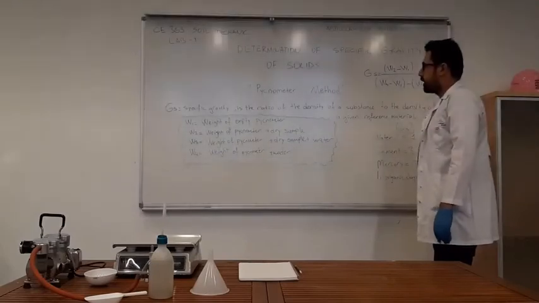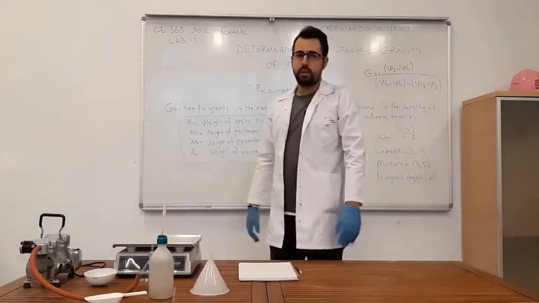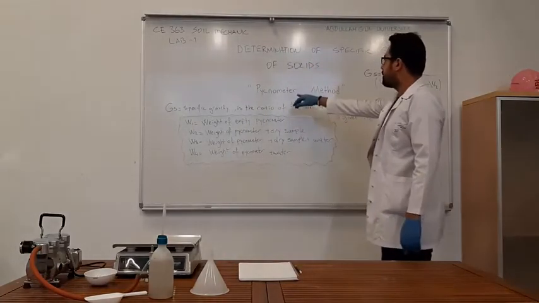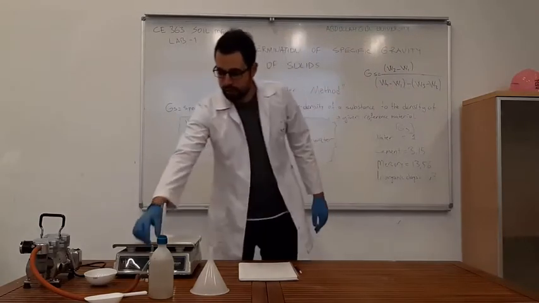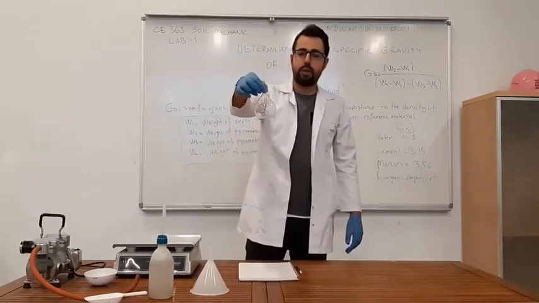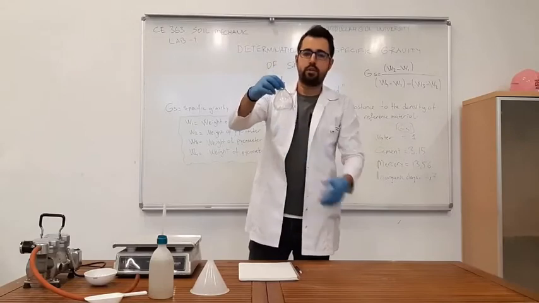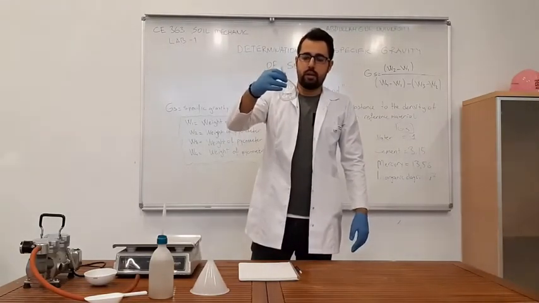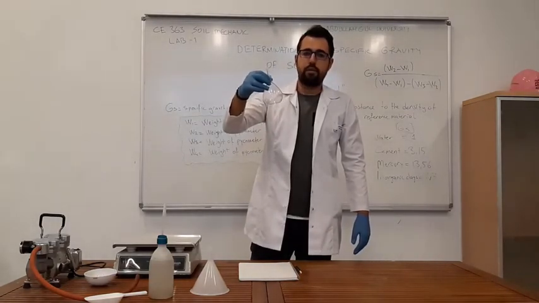Determination of specific gravity of solids. And we will determine the specific gravity of a solid specimen using the Pycnometer method. So, actually, this is the Pycnometer, and it is dried in the oven. It is fully dry, and the volume of the Pycnometer is 250 milliliters.